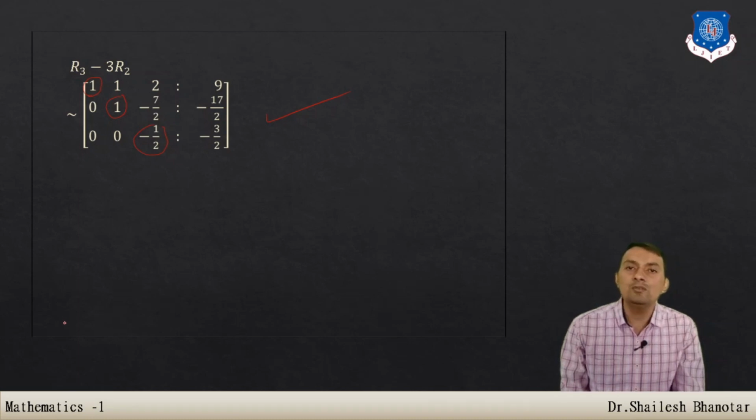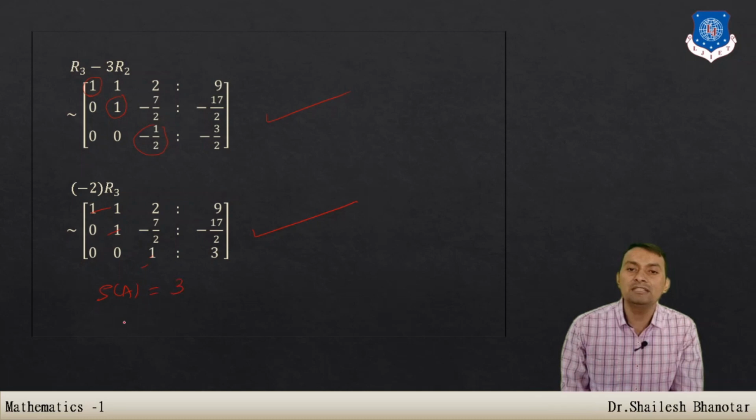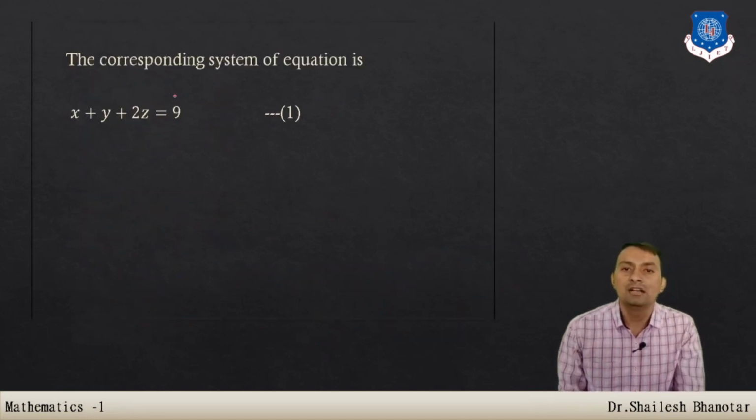But for simplicity, I'm going to convert each leading entry to 1, and for that I multiply the third row by minus 2, and I get the leading entry 1. This is 1, 1 and 1. Now we can say this is the row equivalent form, and the rank of matrix A is 3, and the rank of the augmented matrix is also 3. We can observe that rank of A equals rank of the augmented matrix equals the number of unknowns, and therefore the system has a unique solution.